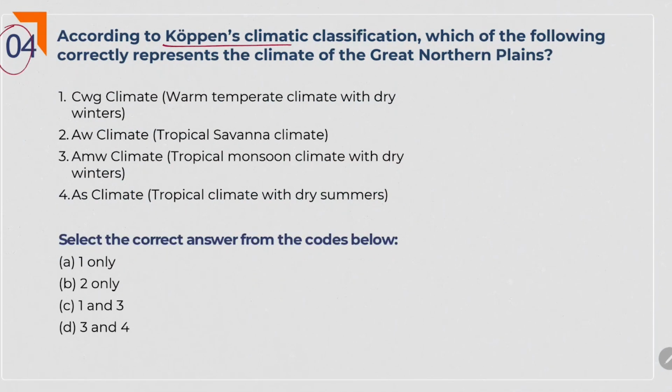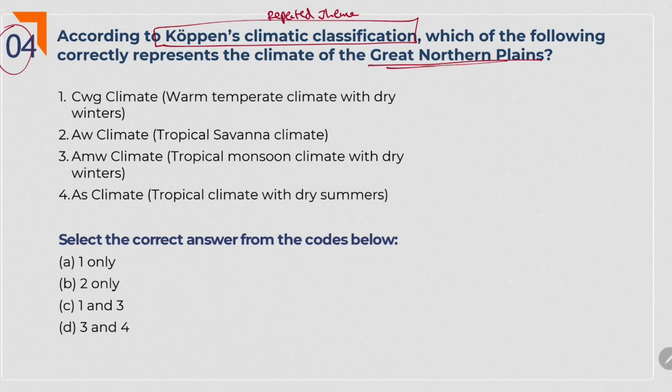According to Köppen's climatic classification, which of the following correctly represents the climate of Great Northern Plains? This Köppen's climatic classification is a major repeated theme in UPSC. Whether it is CDS, CAPF, CSE, they are asked numerous number of times. Here, I will ask you to remember some simple codes. With the help of that, you can answer any question with respect to this Köppen climatic classification.